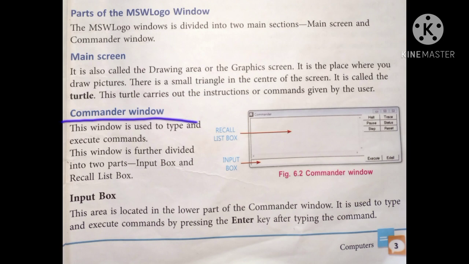Next one is the commander window. This window is used to type and execute commands. This window is further divided into two parts, input box and recall list box. The first one is the input box. This area is located in the lower part of the commander window. It is used to type and execute commands by pressing the enter key after typing the command.